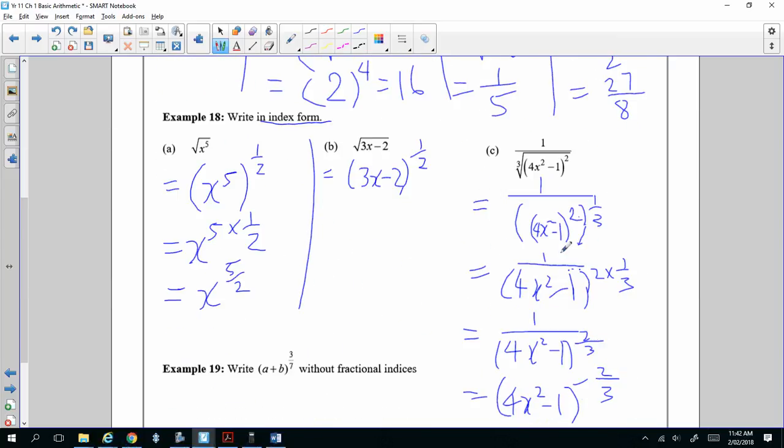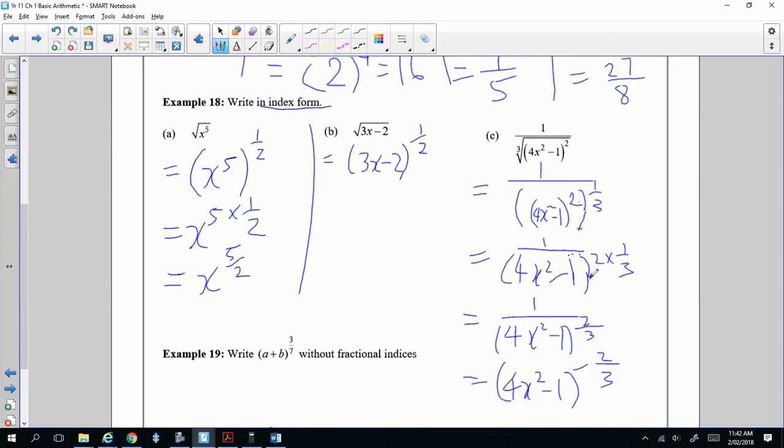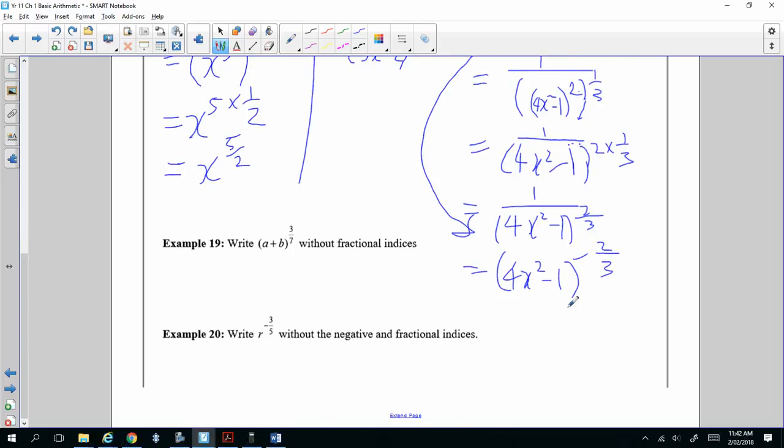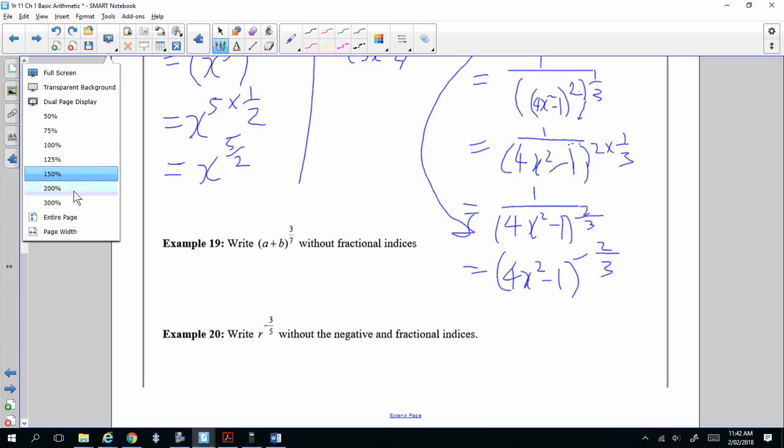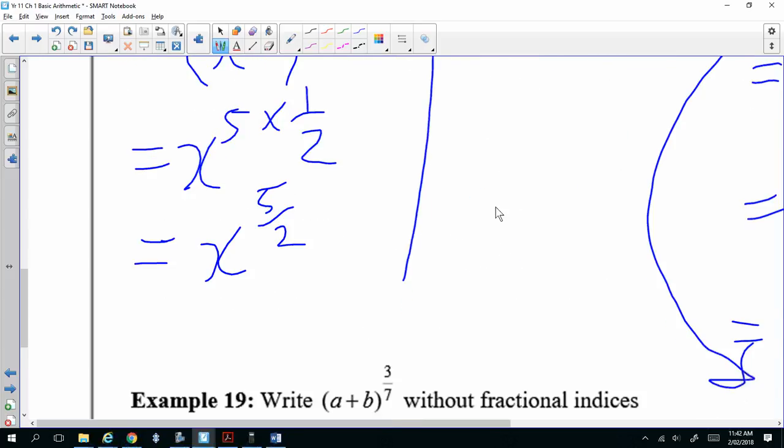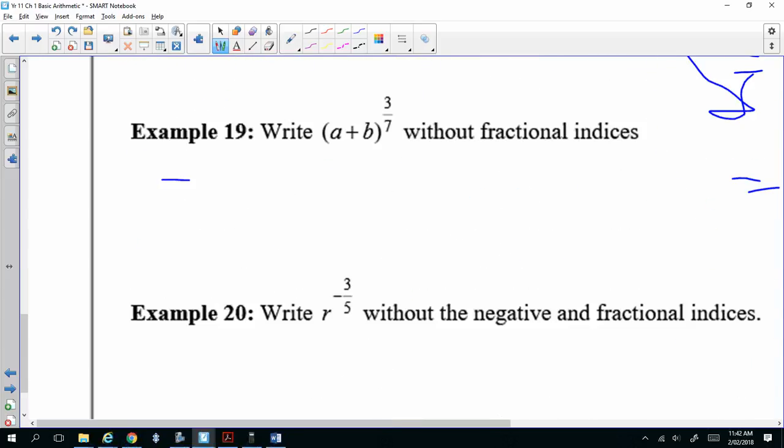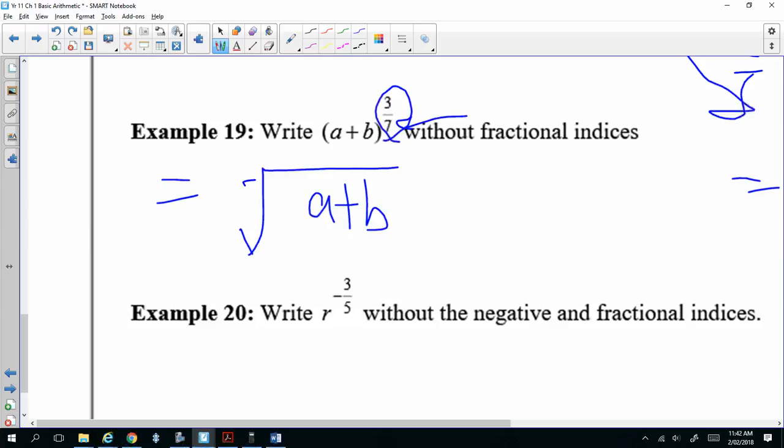So the next one, we're going to use that rule. So 7/3, so you write like that, a plus b inside. The new denominator becomes the root, 7th root, and the numerator becomes cube. Notice I use a bracket because there's more than one term. Yeah. So that's without fractional indices, okay, which really means surd form.